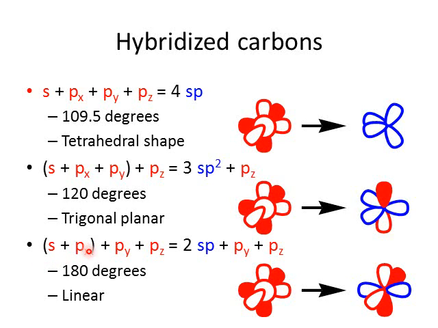If I combine an s and a p, I'm going to get 2 new blue sp orbitals, but now I've got 2 extra p orbitals. We're going to see this combination anytime we see a linear shape. We're going to see this combination anytime we see a trigonal planar shape, and we're going to see this combination anytime we see a tetrahedral shape.